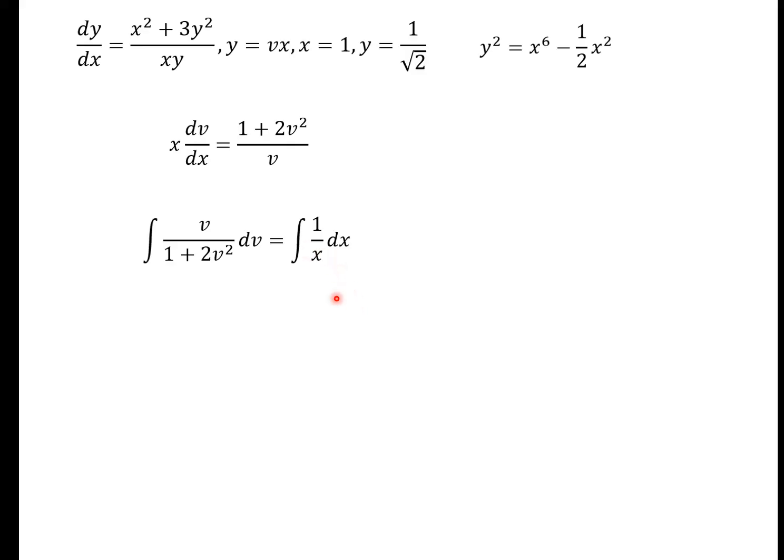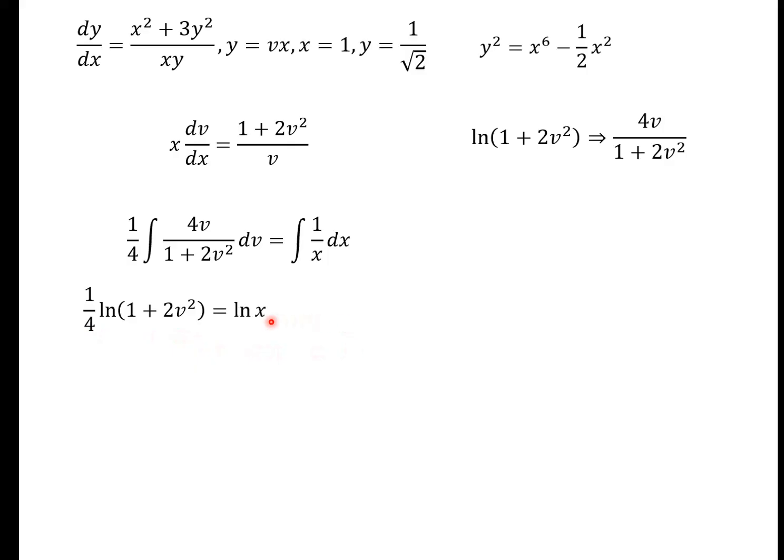dx and the dv's. But if I differentiate the ln of 1 plus 2v squared, I get 4v over 1 plus 2v squared because of the chain rule. So if I put a quarter in front, I'll put a 4 on top there, and then I've got ln 1 plus 2v squared differentiated. So then integrate both sides. The left hand side will be a quarter ln 1 plus 2v squared. The right hand side will be ln x.